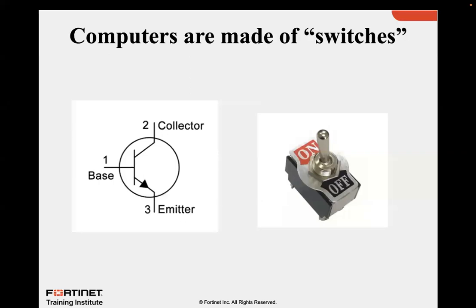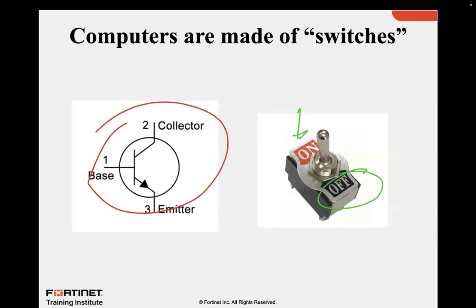Now, these computers are made up of billions of switches. This is a symbol of a transistor. Don't worry about what that is, except that if you know what a transistor is, you'll recognize that. A transistor is basically an electronic switch. It has two states, on and off. As it turns out, there's a numbering system that does a really good job of representing on and off. It's called binary, and that's what we're going to look at first.